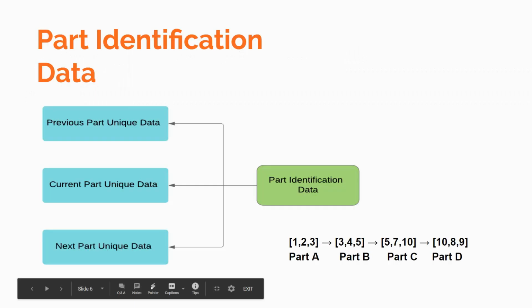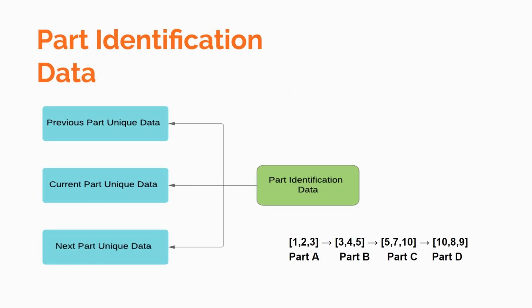Let us discuss part identification data. The unique identification data is classified into three parts. The previous part unique data would consist of the address of the previous part. The current part unique data would consist of the address of the current part. And the next part unique data would consist of the address of the next part that needs to be assembled.